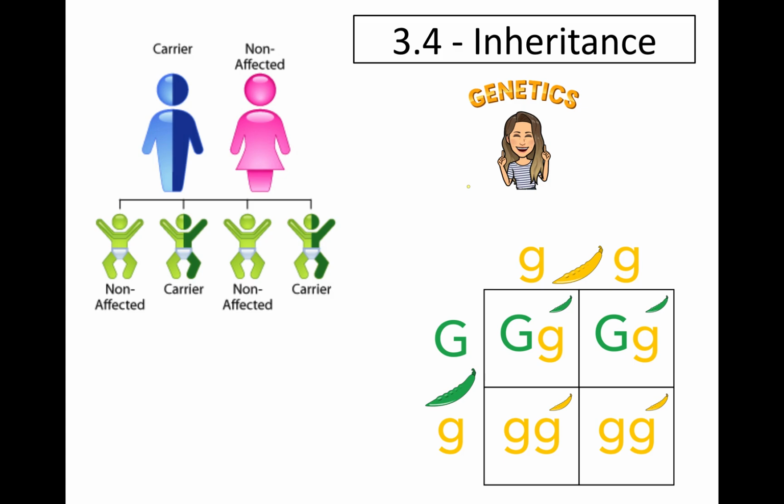Everybody, today we're going to be talking about topic 3.4, inheritance. So this might be a refresher from 10th grade, where we talked about pedigrees and Punnett squares and genetics a little bit. So hopefully you can see the connections to that, as well as where we've just come from talking about meiosis and how that leads to our sex cells and our new combination of alleles.